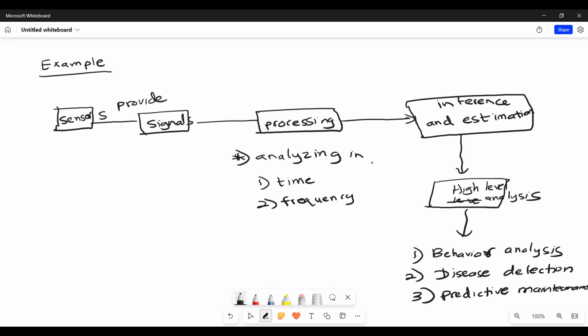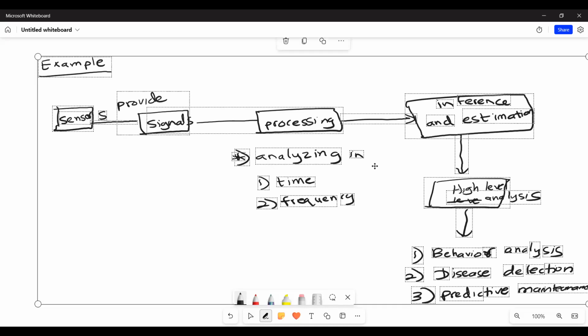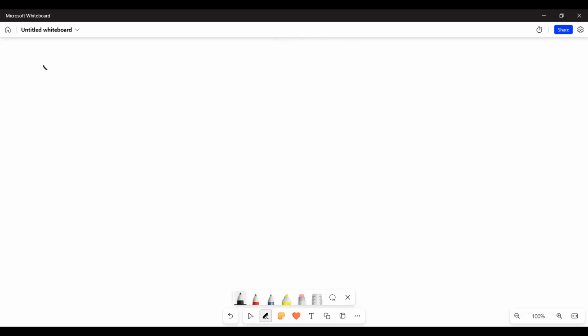So this is the overall process of signal processing and how we are using it for an actual application. Nowadays we have a large number of devices that depend on sophisticated signal processing algorithms. So there are a large number of products that depend on signal processing algorithms.